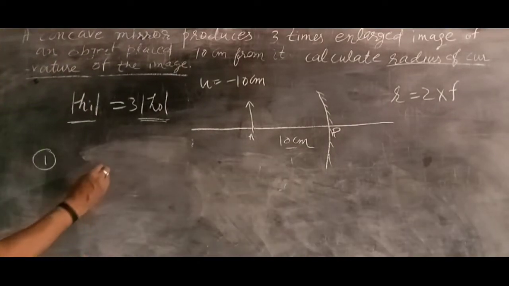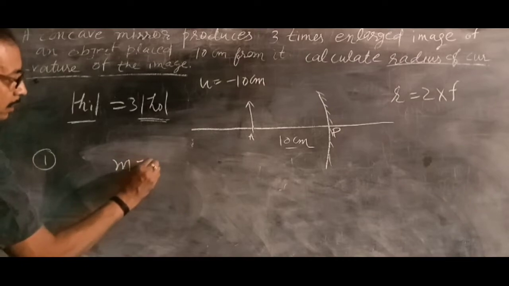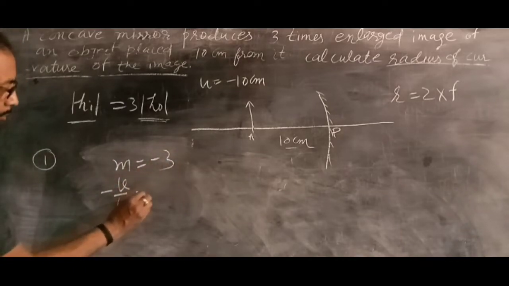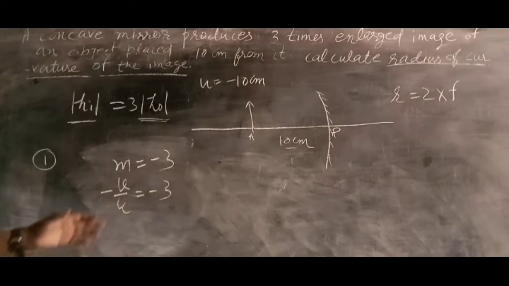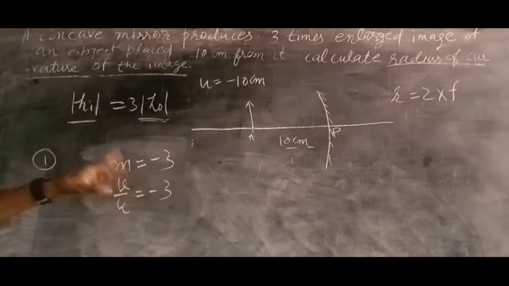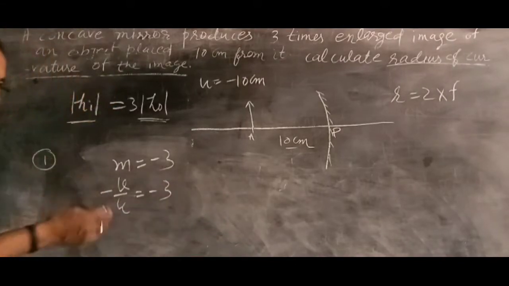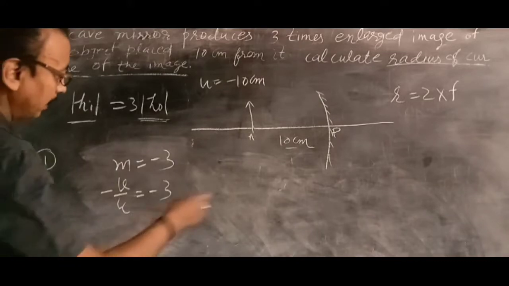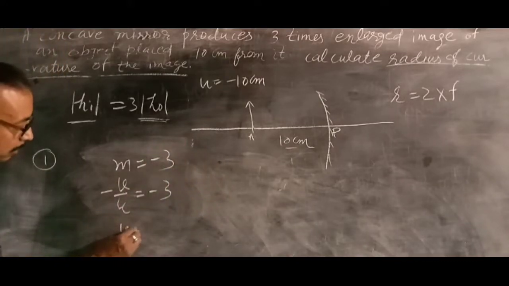In this question, second case, m equal to minus 3, it is minus v by u equal to minus 3, means image can be real and inverted or virtual and enlarged. For virtual and enlarged, we have solved in the last question. Here v equal to 3u.